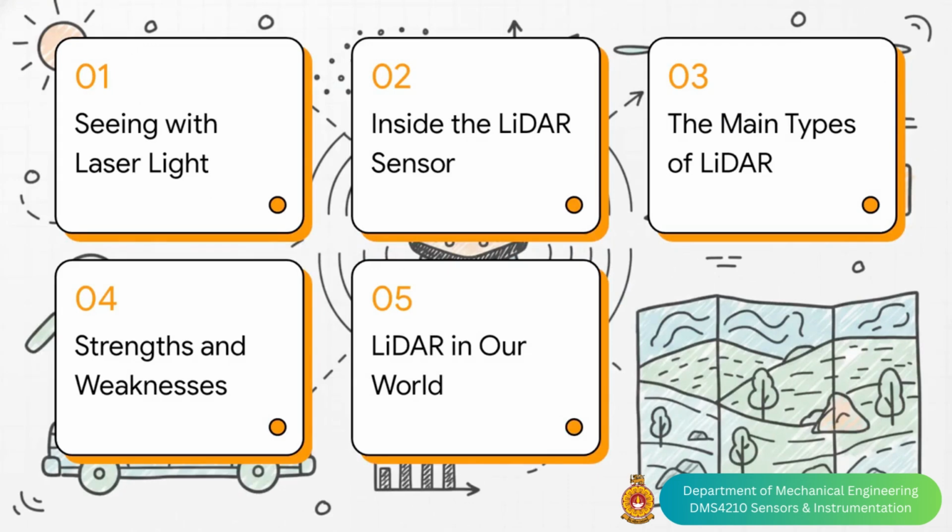All right, here's how we're going to break it all down. First, we'll cover the basic idea of seeing with light. Then, we're going to peek inside the sensor itself. After that, we'll talk about the main types of LiDAR out there, weigh the pros and cons, and finally, look at where this tech is already changing our world.